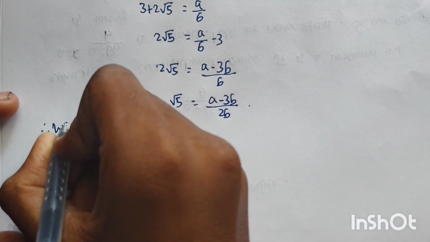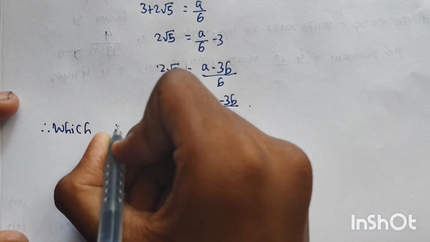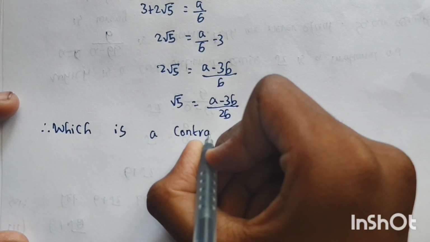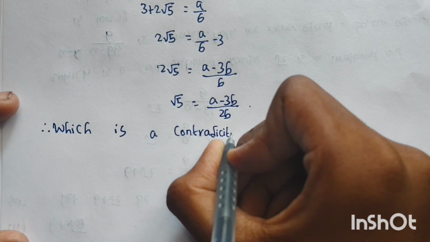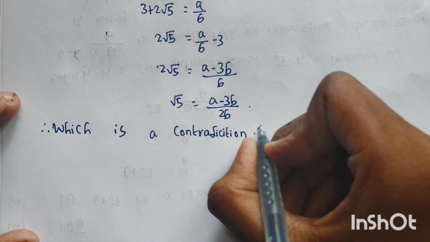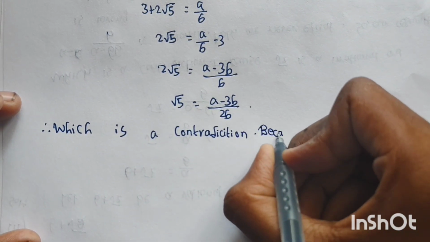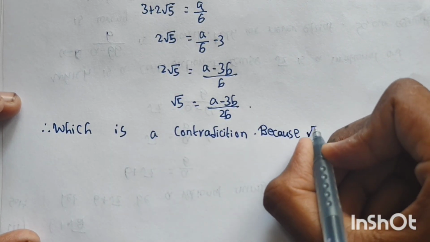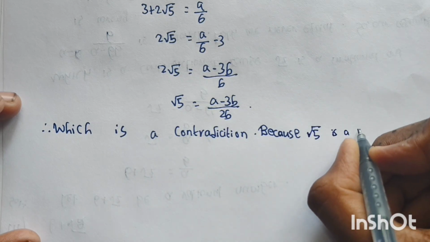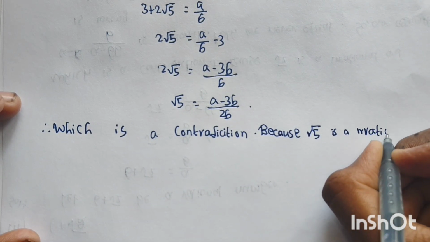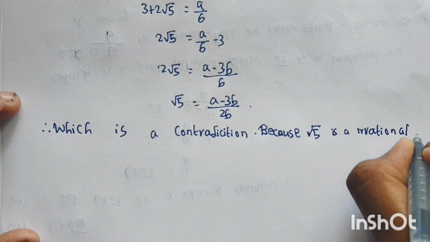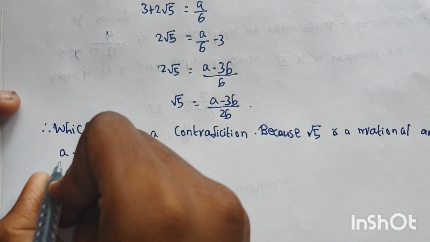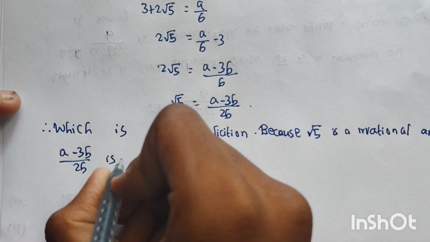Therefore, which is a contradiction, because root 5 is irrational and (a minus 3b) by 2b is rational.